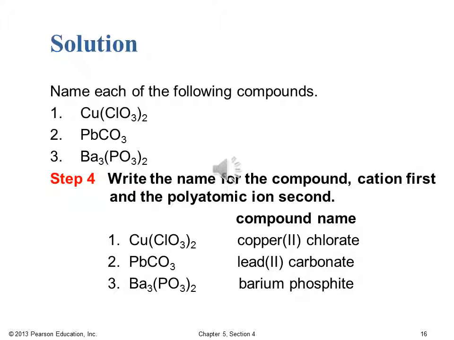And finally, with step 4, write the name for the compound, cation first and the polyatomic ion second, because in this case we're dealing with all anions for the polyatomic. So we have copper 2 chlorate, lead 2 carbonate, and barium phosphite. Hopefully that went well. If you're still struggling, again, it's pretty new, you're going to need some practice. Please try on your own first. If it's really not coming together for you, then certainly reach out to me for some help.